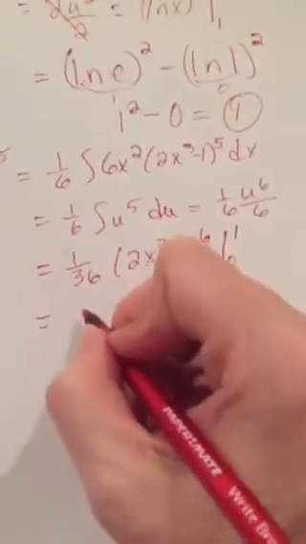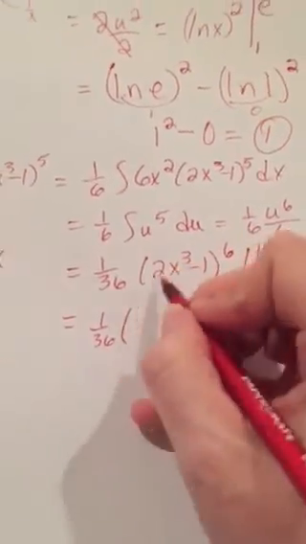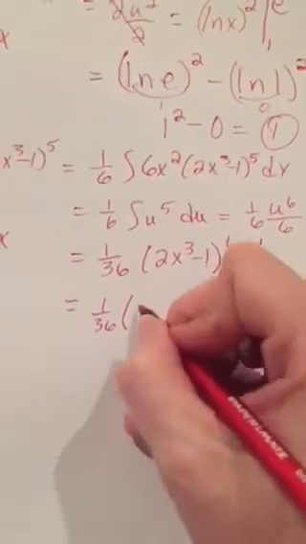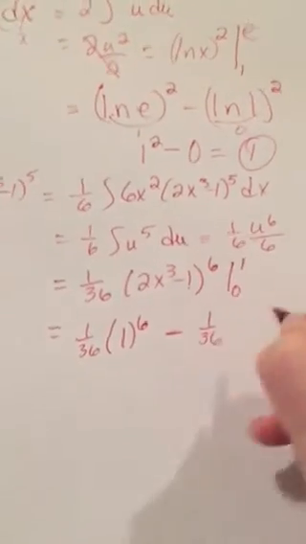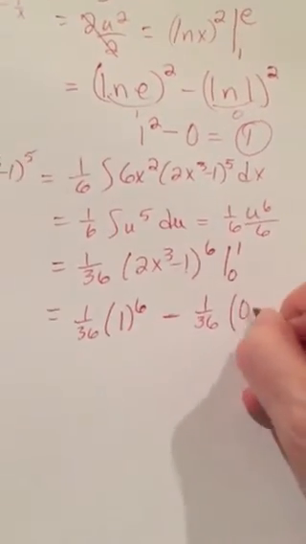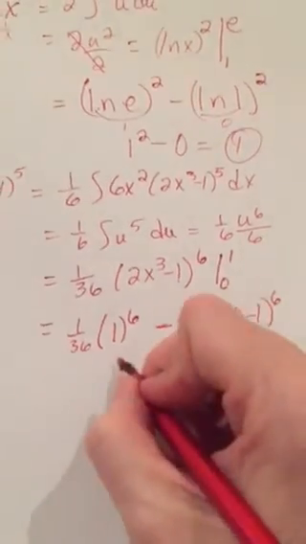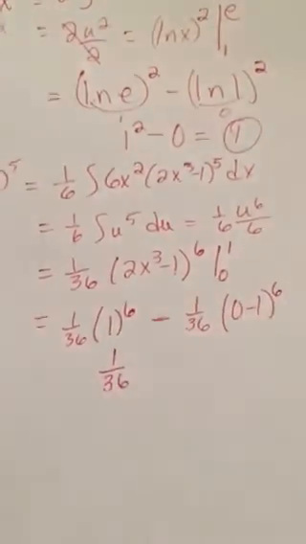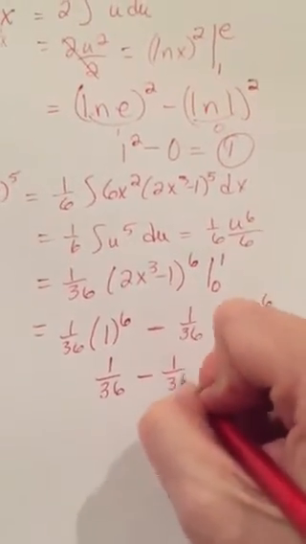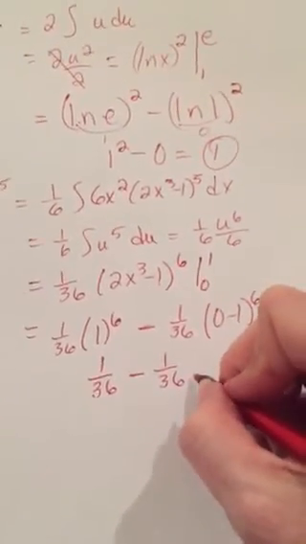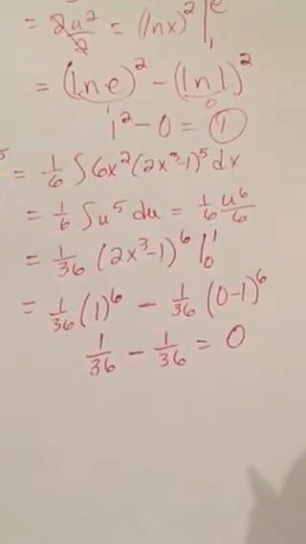So then we plug in the 1. So 2 minus 1 would be 1. And then minus, plugging in the 0. So this would be 1 over 36. And the other one's going to be minus 1 over 36. So we're actually going to get 0 for this answer.